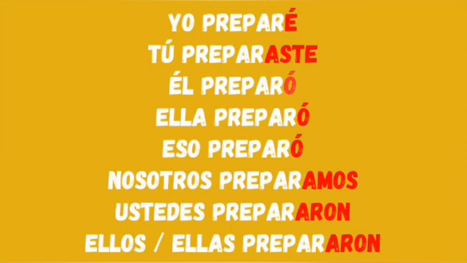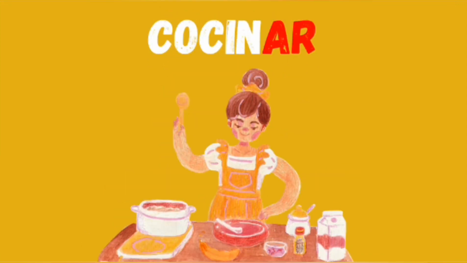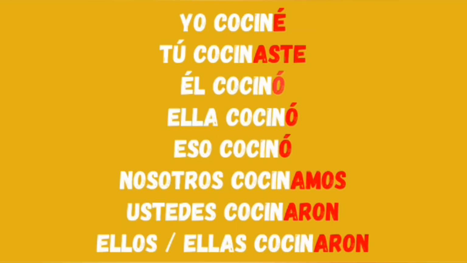Remember that. So now let's go to another regular verb. We have to cook. To cook in Spanish means cocinar. So now let's see how you have to conjugate this verb in the indefinite past in Spanish. If you want to say I cooked, in Spanish you have to say yo cociné. Now to say you cooked, you have to say tú cocinaste.